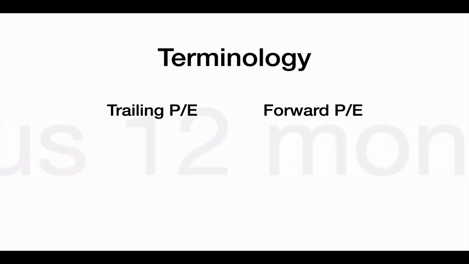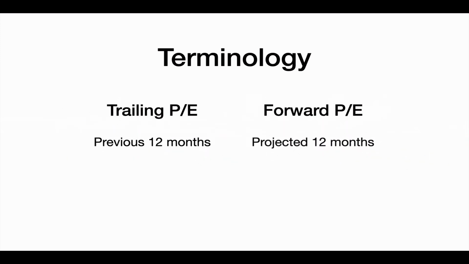Some quick terminology. So you might be hearing about the trailing PE and also the forward PE. It's very simple. The trailing is basically using the data from the previous 12 months. And the forward is projecting what it's going to do over the next 12 months.